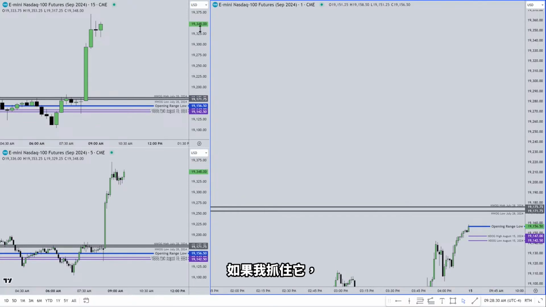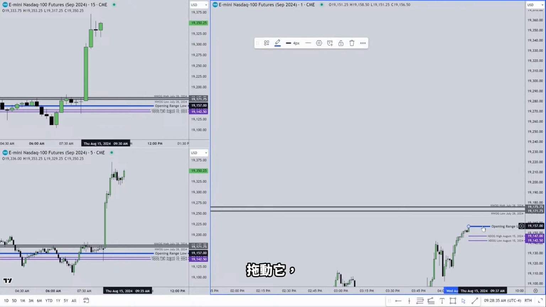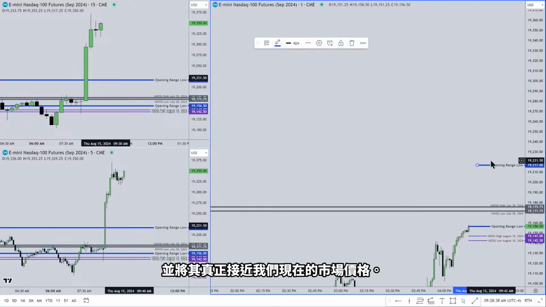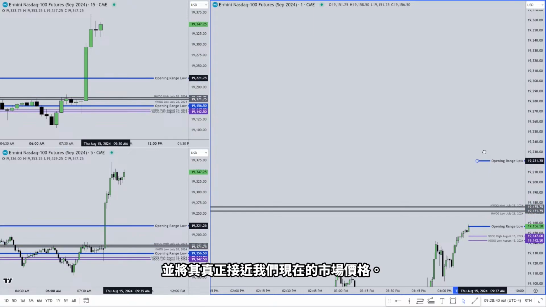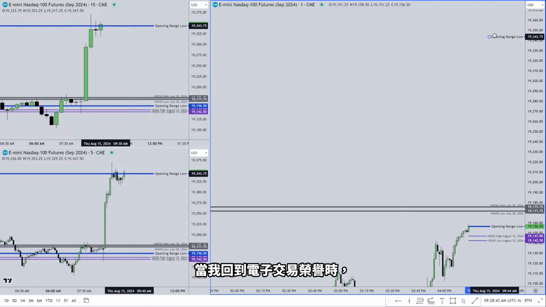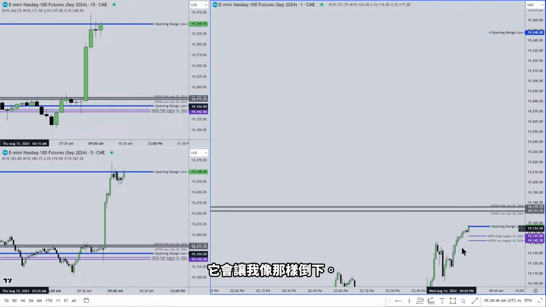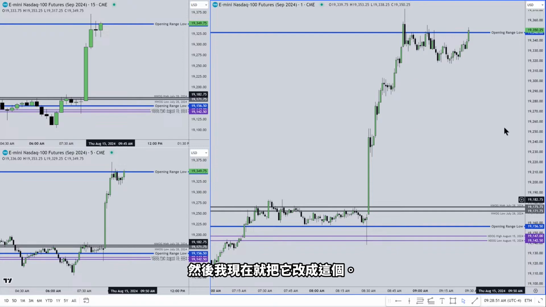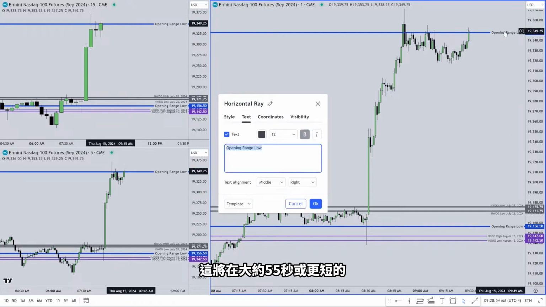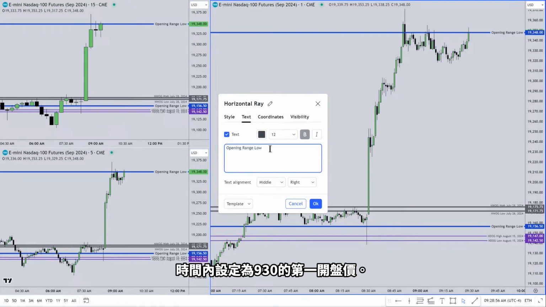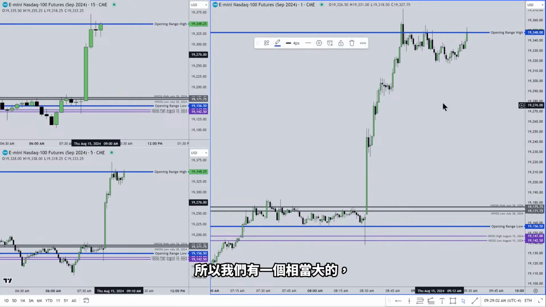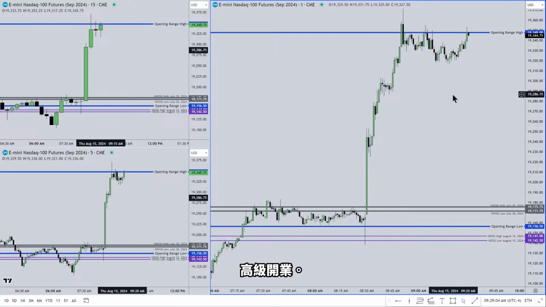So right now it's trading at 348. So if I grab that, highlight it, hold down Control, drag away, and put it real close to that market price that we're at right now, when I go back to electronic trading hours, it'll be there for me to drop like that. And then I'll just change that now to this, and this will be set to whatever the first opening price is at 9:30 in about 55 seconds or less.